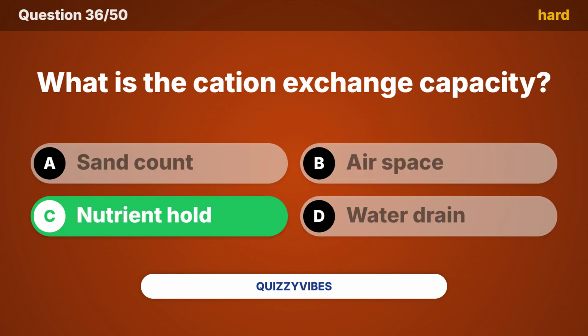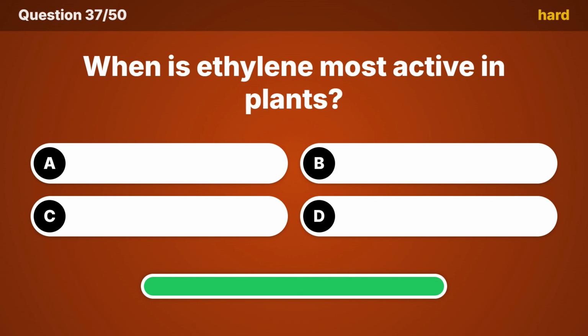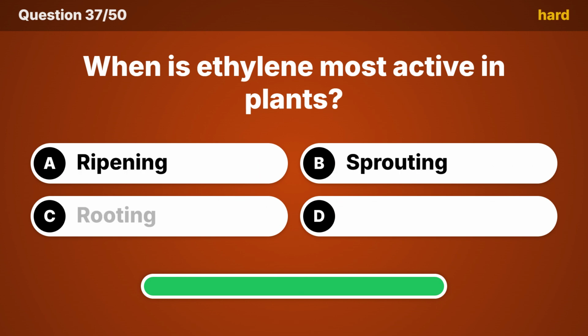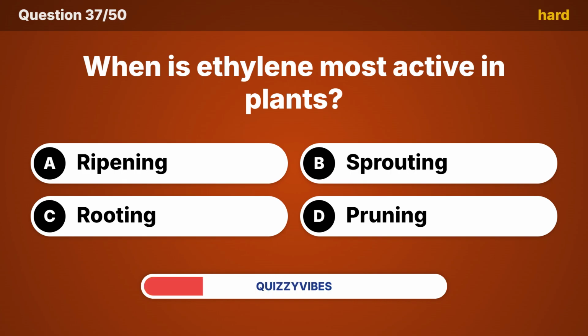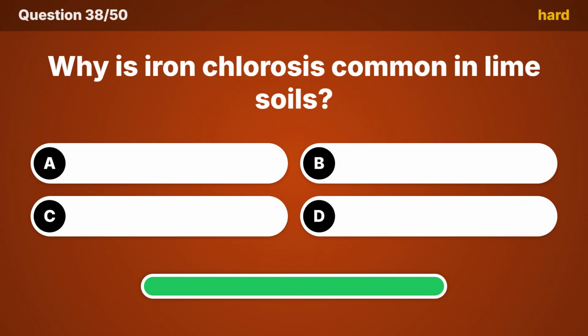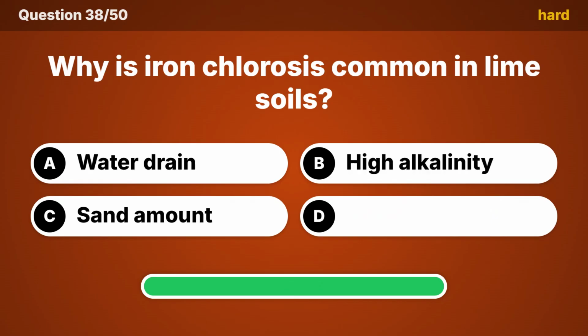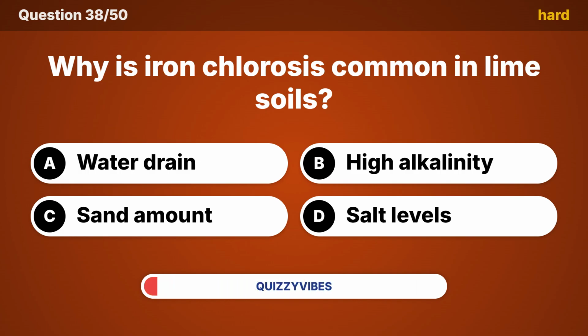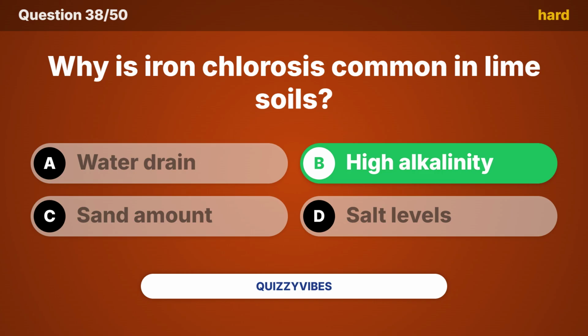And the answer is nutrient hold. When is ethylene most active in plants? Time's up! It's ripening! Why is iron chlorosis common in lime soils? The answer is high alkalinity.